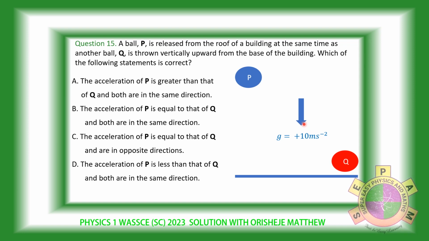due to gravity. So the direction of the acceleration due to gravity is always pointing towards the center of the earth, is pointing downward, and the magnitude is +10 for the falling object. But for the object that is being thrown up, the acceleration due to gravity is also going to be 10. The direction is acting downward, but the value is negative because it's decelerating. So let's look at the options. So we have A, the acceleration of P is greater than the acceleration of Q.